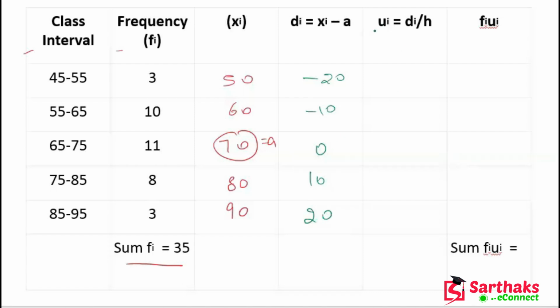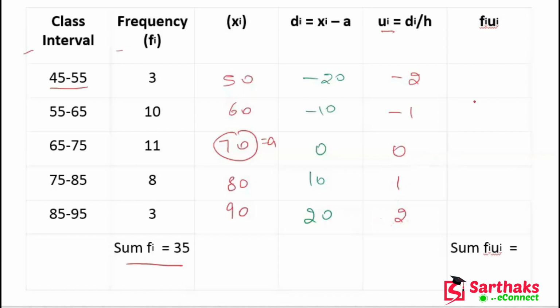So now we have to find ui. What is ui? di upon h, so minus 20 upon h. h is the width of the class interval, which is 10. So we get minus 2. If we divide minus 10 by 10, we get minus 1. This will be 0, this will be 1 and this will be 2.